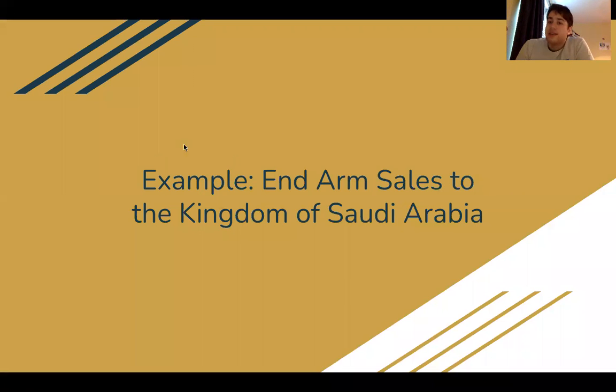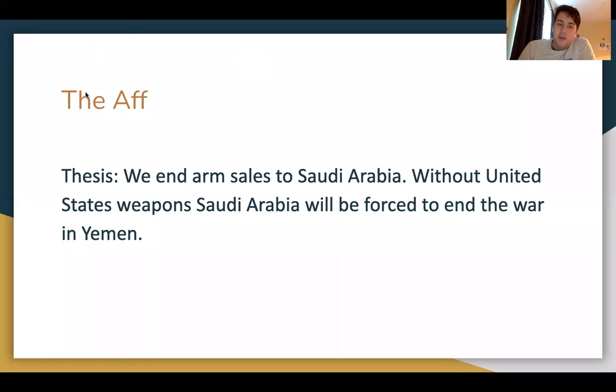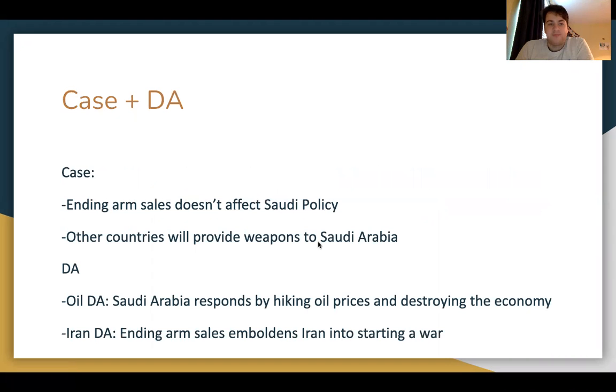Let's go through some examples with these classic negative strategies using a topic and a case that Grace and I ran for a long time: end arms sales to the Kingdom of Saudi Arabia. So the affirmative, the basic thesis was that we'll end arms sales to Saudi Arabia. Without the weapons, they're going to be forced to end the war in Yemen, right? This is a really basic version of it, but this is what a lot of teams look like.